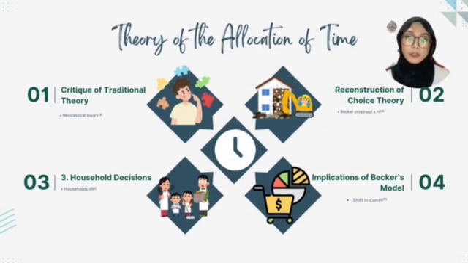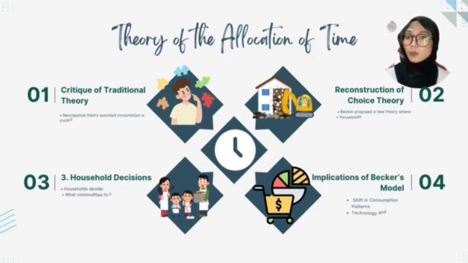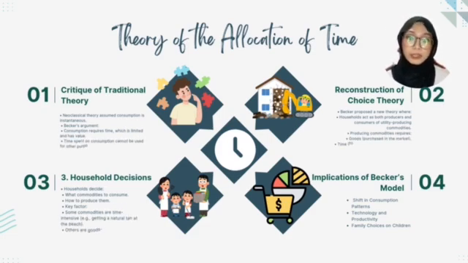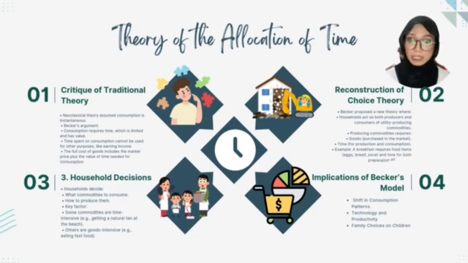Theory of allocation of time. Critique of traditional theory. The critique of traditional theory is that neoclassical theory assumes consumption happens instantly, whereas Becker argues that consumption takes time, which is limited and valuable, and the full cost of goods includes not just the market price but also the value of the time spent on consumption.